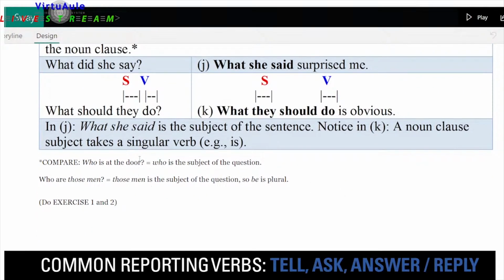Okay, who is at the door? Who is the subject of the question? Who are those men? Those men is the subject. So be is plural. Who are those men?